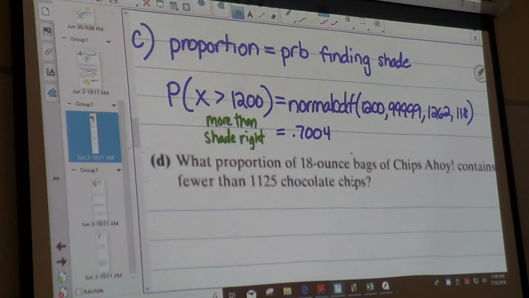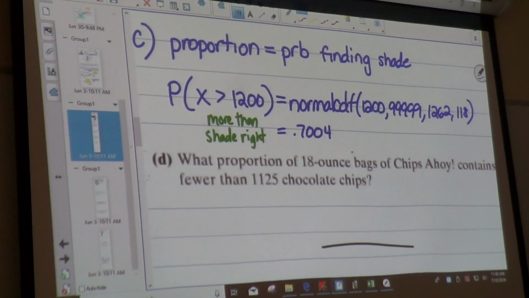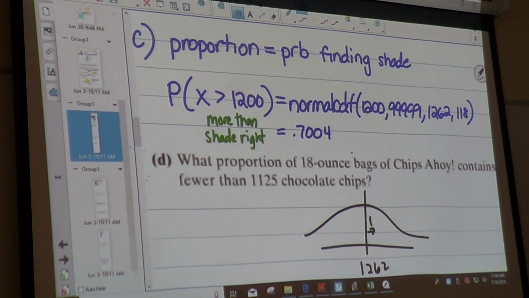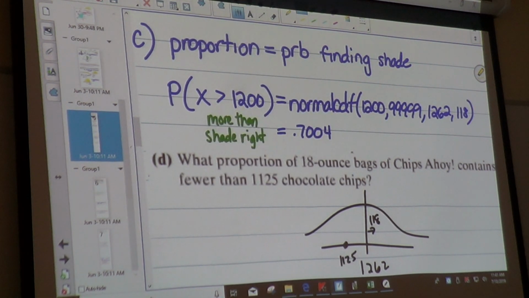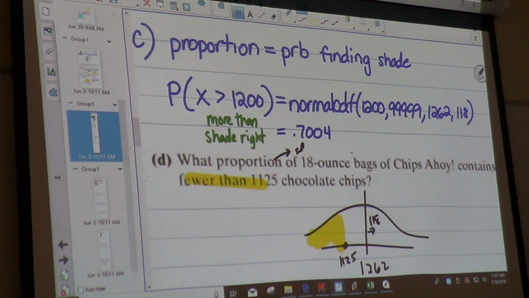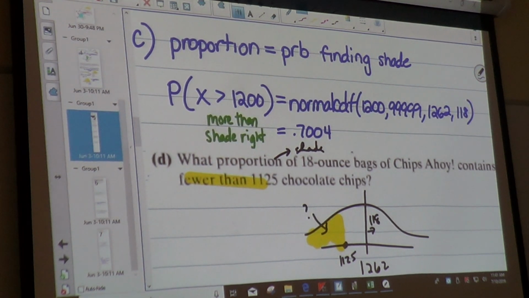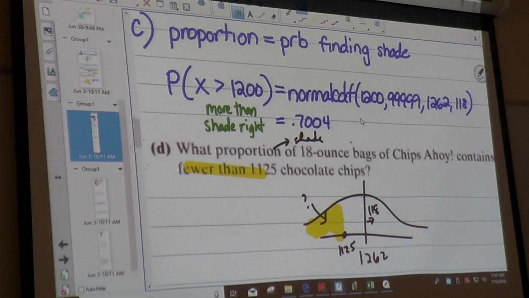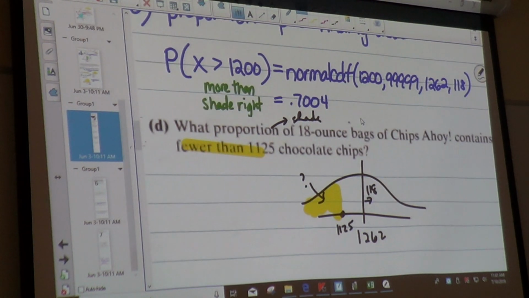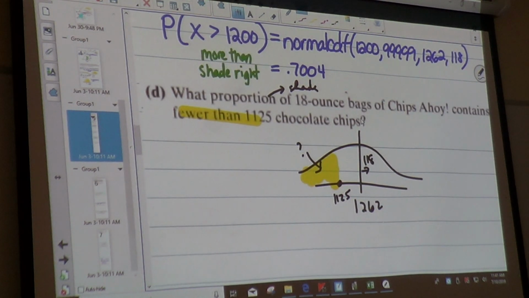Okay, here's one that says fewer than 1125. So it is 1262, 118. This one's going to be 1125, and because it says fewer, we're going to go this way. It is proportion. Proportion is another name for shade. So again, we're going to be doing norm. Where do we start shading? Negative 9999. We ended at 1125, and our mean is 1262, and our standard deviation is 118.